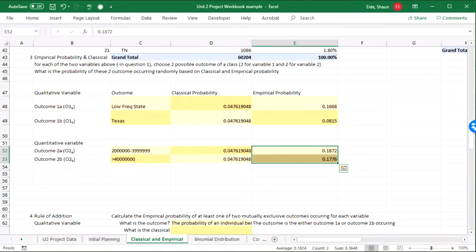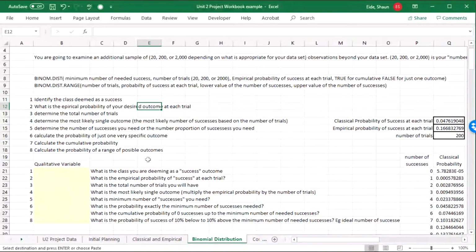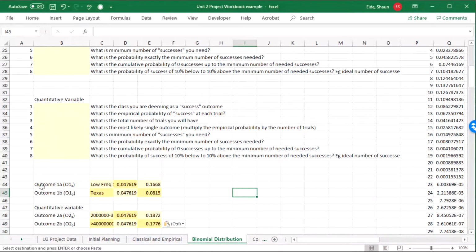So I actually need this information. Note it's in the classical and empirical probability section. So I'm going to go ahead and just grab this. I'm going to press Control C, and I'm going to go right next door to the binomial probability distribution. And let's see here. I'm going to put it right down here. So I've got some information down here, and now I need to make a decision. We are going to look at one of the outcomes from here, and then we're also going to look at one of the outcomes from here, and we're going to conduct a binomial probability distribution based on that.